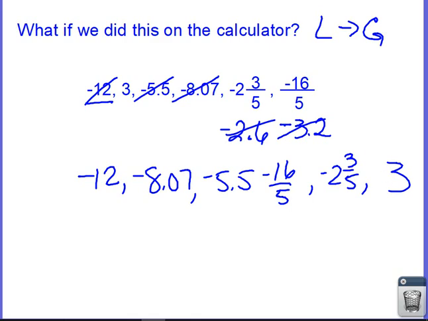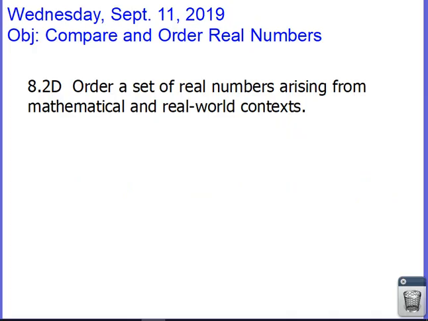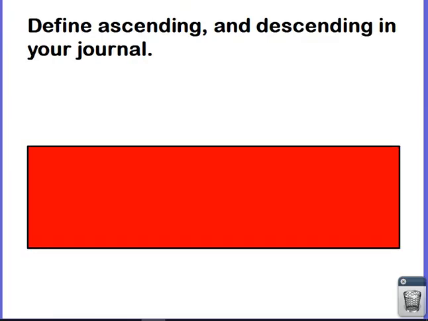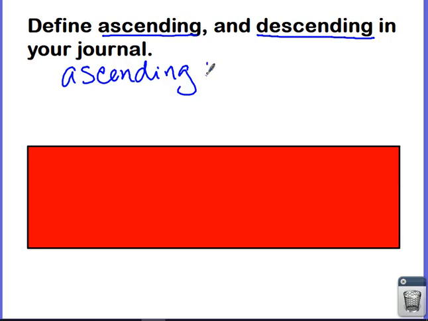So, when we looked at our standard, those are the ones where we just talked about numbers arising from mathematical situations. Now let's talk about real world. But in order for us to do real world, we also need to come up with some definitions. We need to understand the definition for ascending and the definition for descending. Well, ascending is the same thing as least to greatest. Because I want to ascend, to go from small to big or low to high.